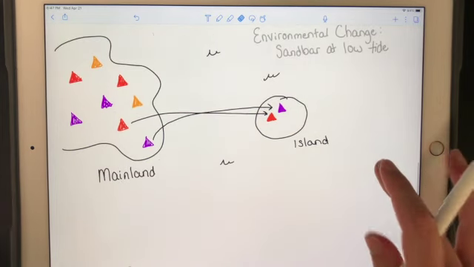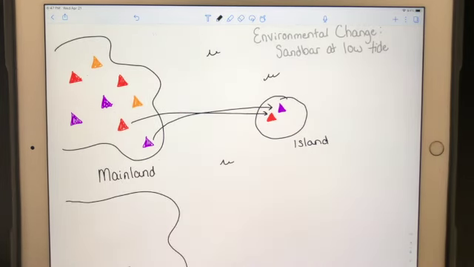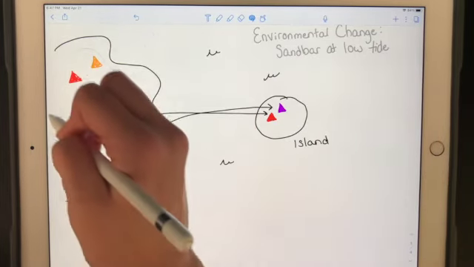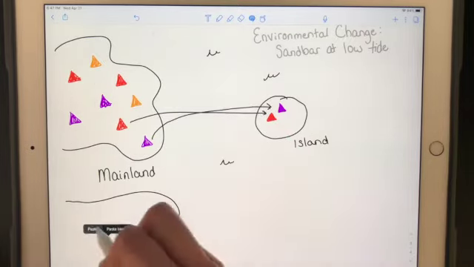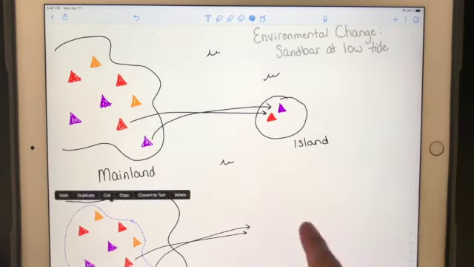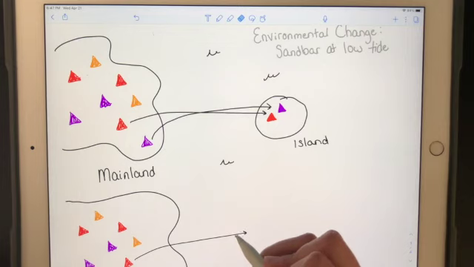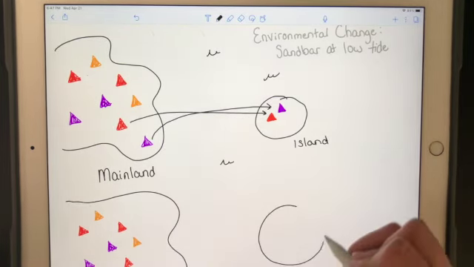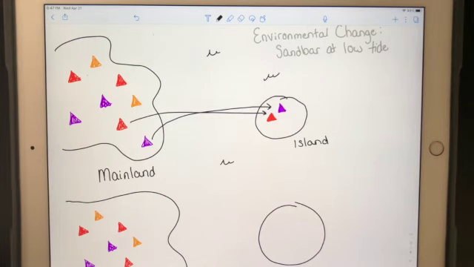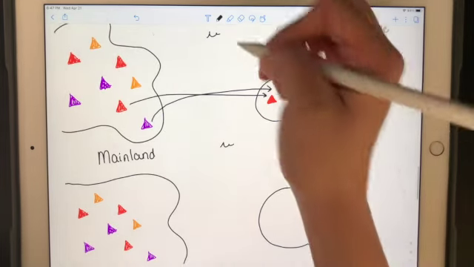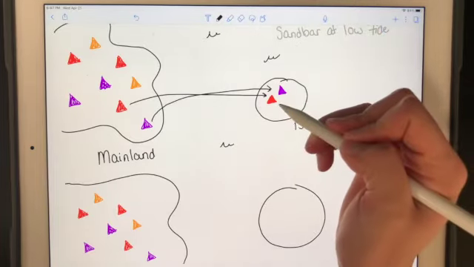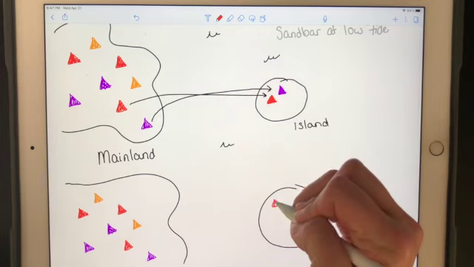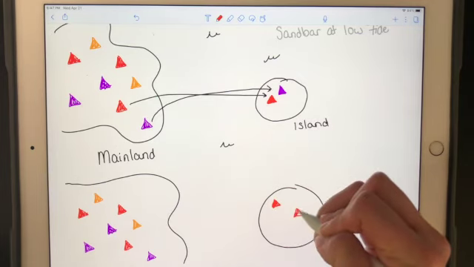So over time, as long as that sandbar doesn't reappear, you'll have a very similar population on that mainland. But on the island, because there was only a red and a purple triangle to start there, when they reproduce, you're only going to have reds and purples.